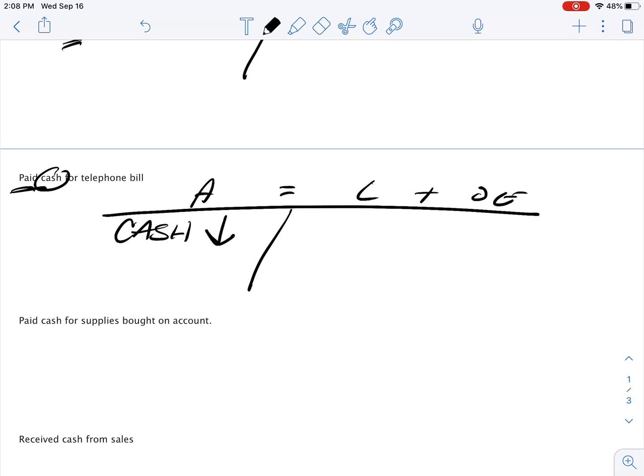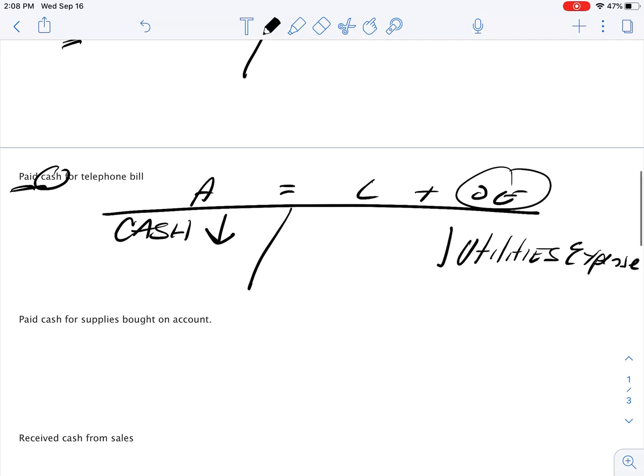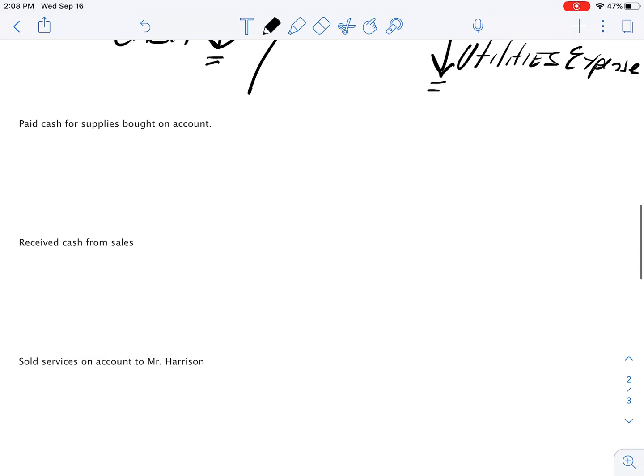Telephone bill, that is something that is needed to operate the business. Since it's needed to operate the business, it is an expense called utilities expense. What do expenses do to the worth of the business? Well, it decreases the worth of the business. Again, left side decrease, right side decrease. We balance.